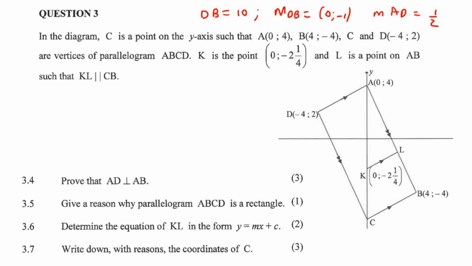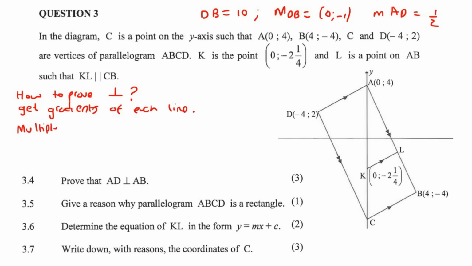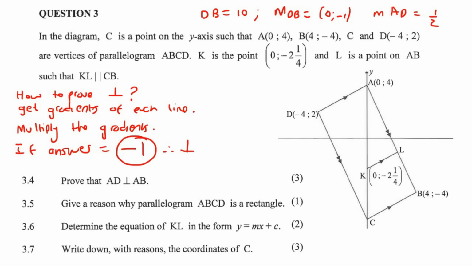Okay, that's easy. Remember, how do we prove that two lines are perpendicular? You get the gradients of each line. Then you multiply the gradients, and if the answer is equal to -1, then we can say perpendicular. So if the answer is -1, then they are perpendicular. If it's not -1, then it's not perpendicular.